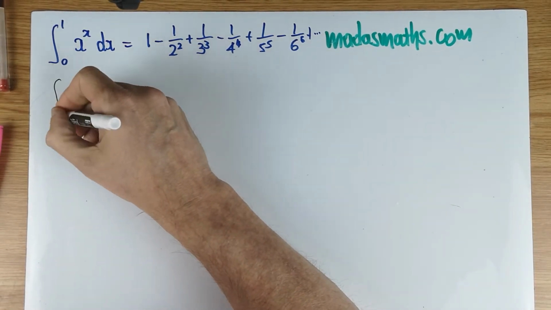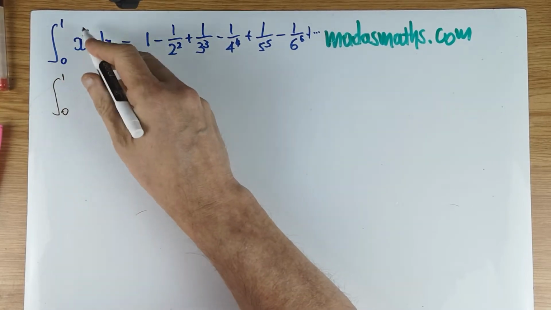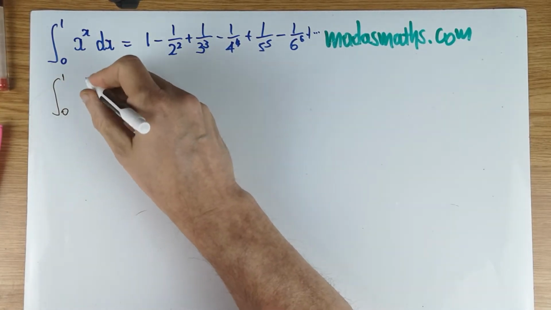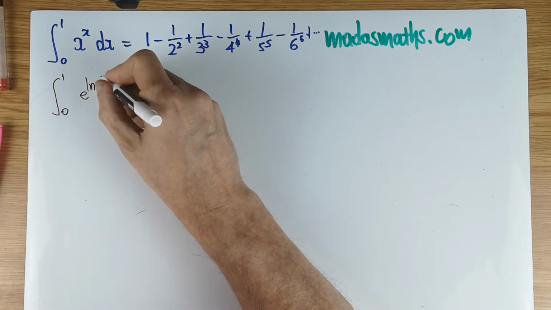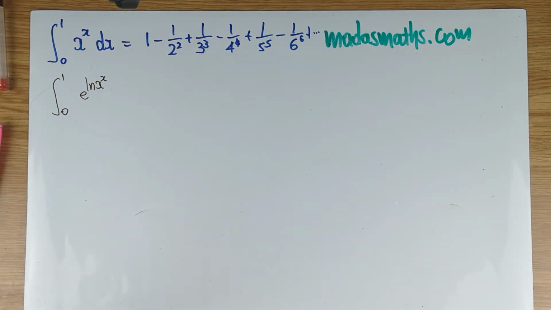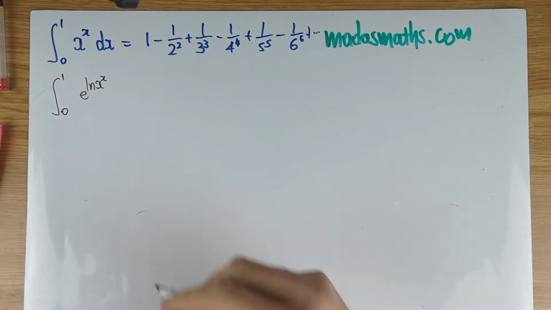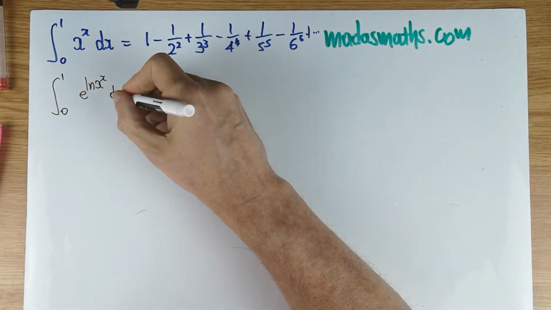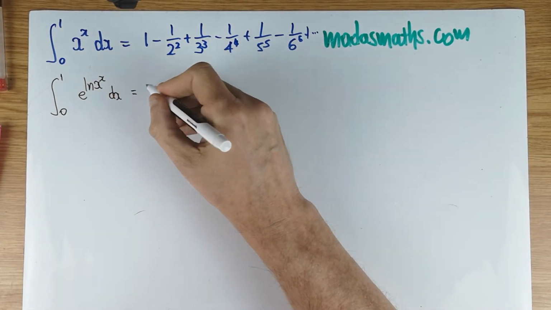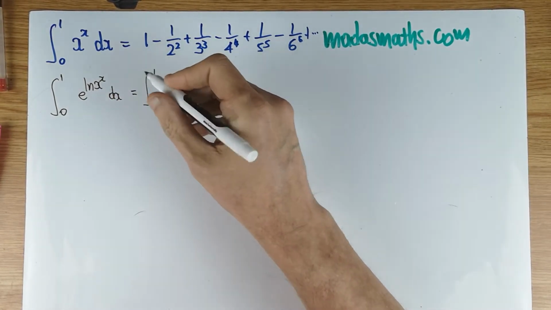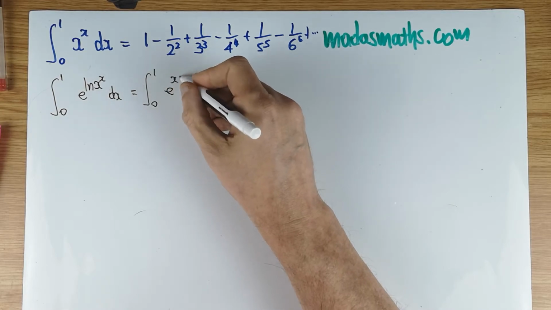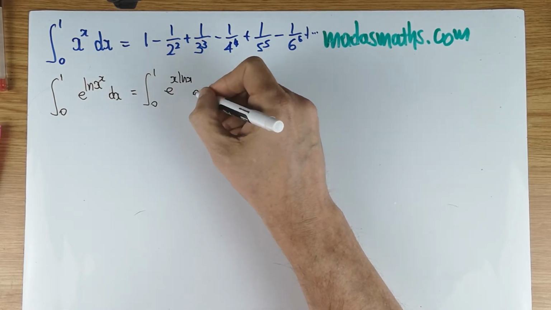The way we're going to do this is we're going to write x to the x, of course, as an exponential. So this we can write perhaps as e to the x log x.